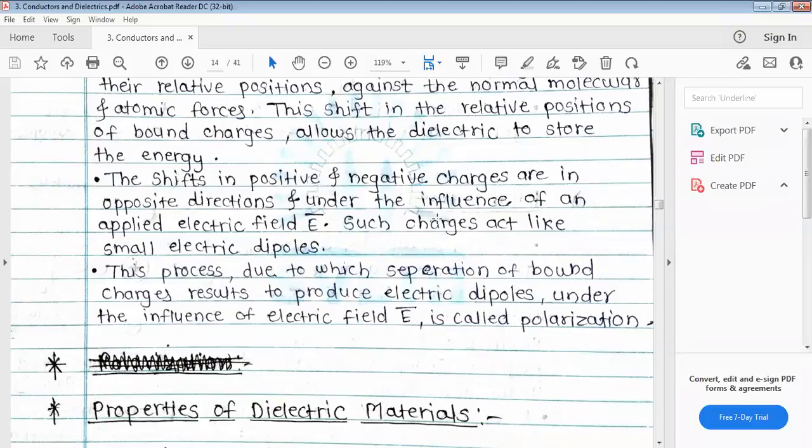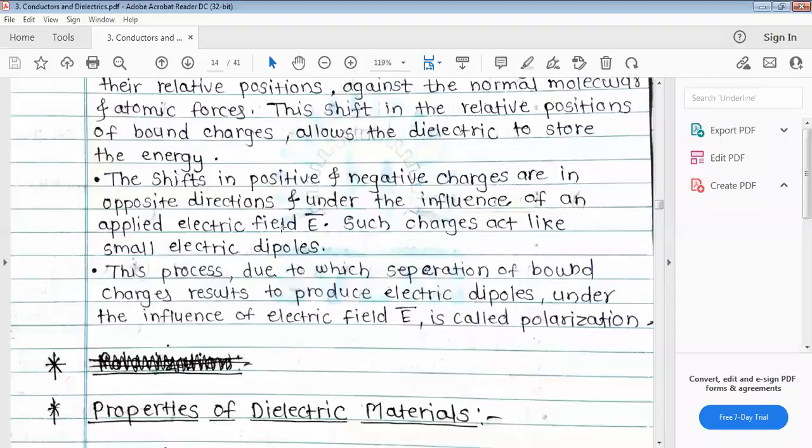So what is meant by an electric dipole? There are two charges placed in opposite directions at the same distance from the center. We have seen the electric dipole and its derivation. One charge, plus q, was on the positive z axis, and on the negative z axis there was a minus q charge. Their magnitude is the same, only the direction is different.